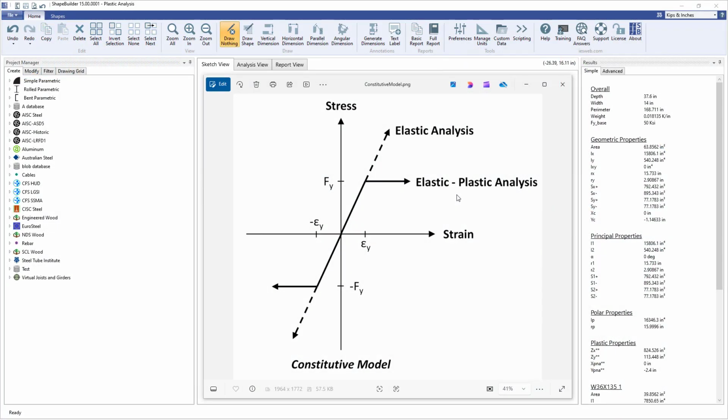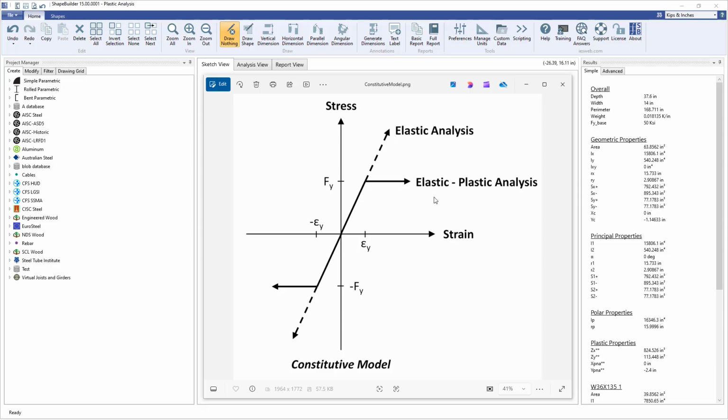ShapeBuilder 15 introduces an enhanced analysis engine that can now account for material yield strength in normal stress calculations. Previously, ShapeBuilder performed only elastic analysis where stresses increase linearly with applied loads. This could overestimate the normal stresses under high loads.